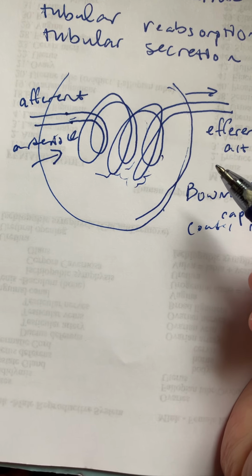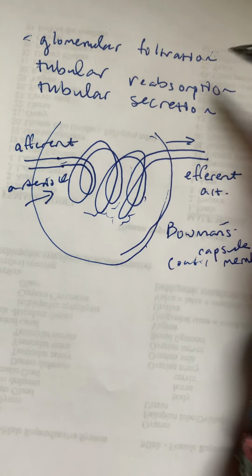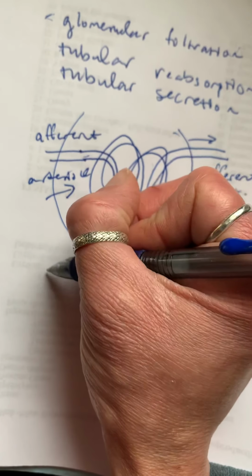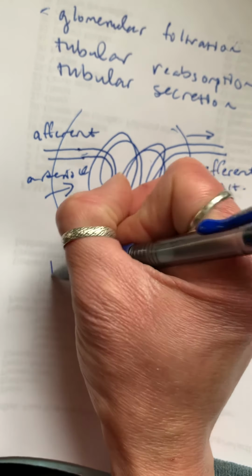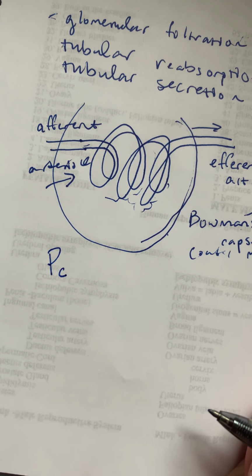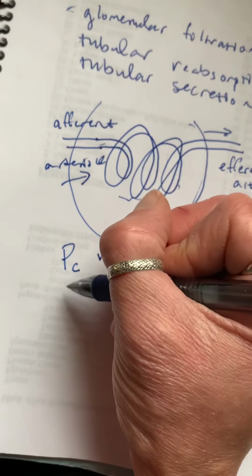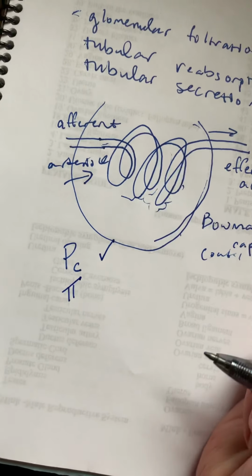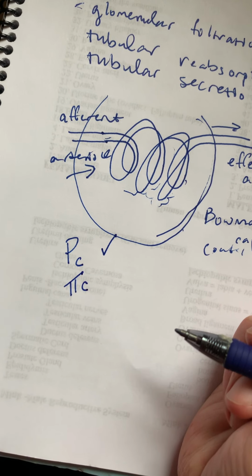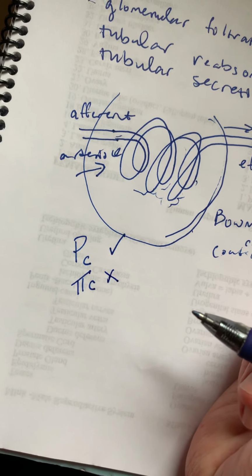One of the first things to understand about glomerular filtration, this first part of urine formation, are the forces at work. Remember, we've got four Starling forces. We've got the hydrostatic pressure of the capillaries, and I'll put a check mark for favors filtration. Then we've got the osmotic pressure of the capillaries, caused by all the solute in the capillaries, like plasma proteins. This is going to oppose filtration.